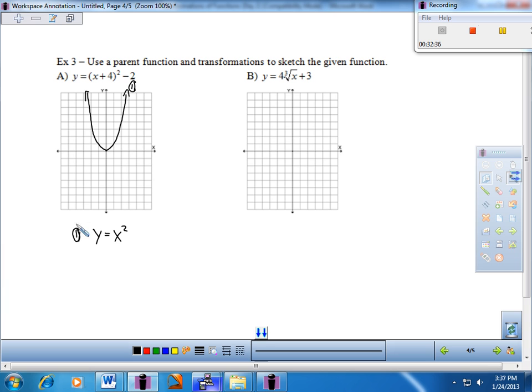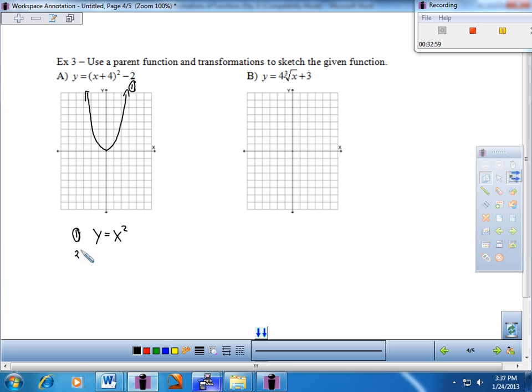Okay, now I guess I would ask you is, what are the transformations to get from the parent function to this right here? We'll take one at a time. And again, I would do input before output. So what do you think? Let's change, in this case, it was x squared. What do you say we go with that input right there to x plus 4 squared?